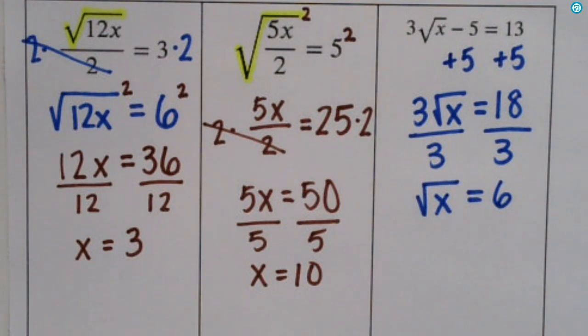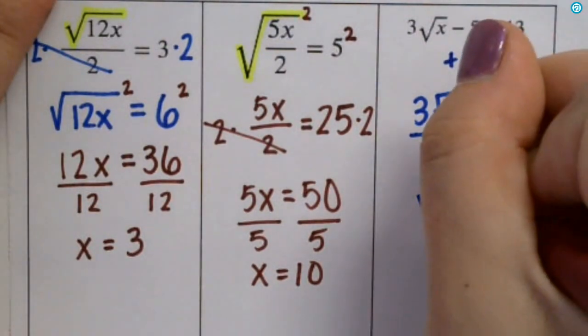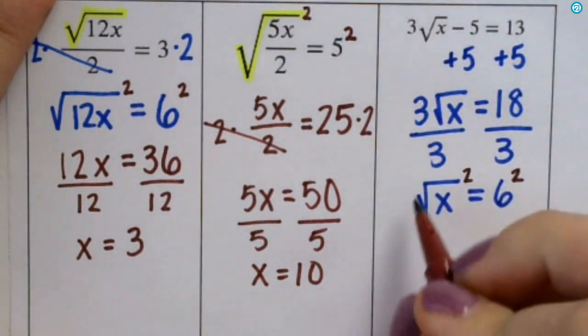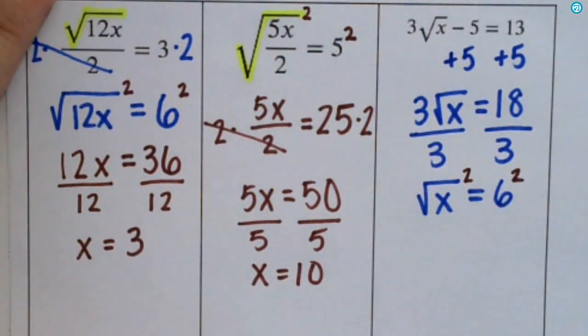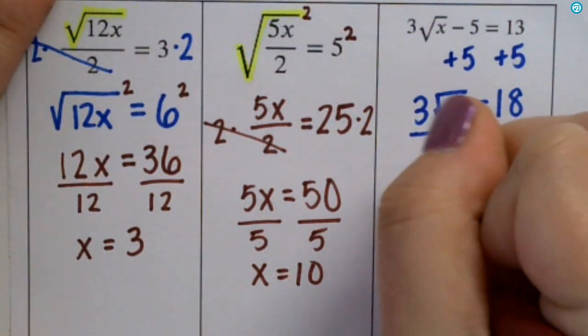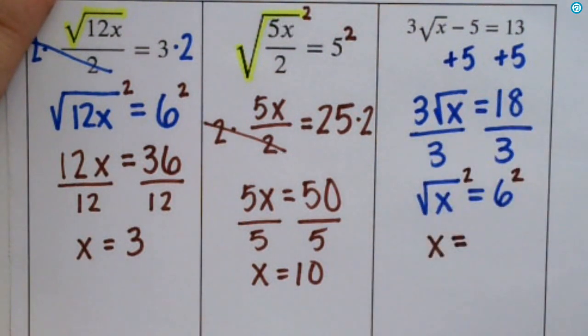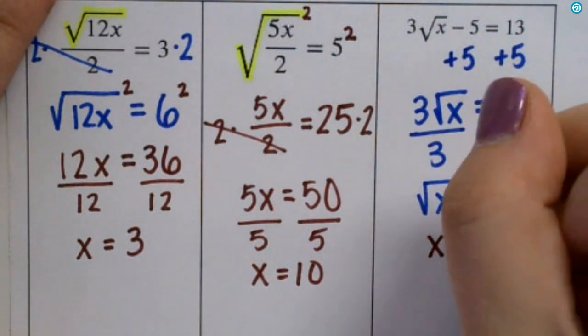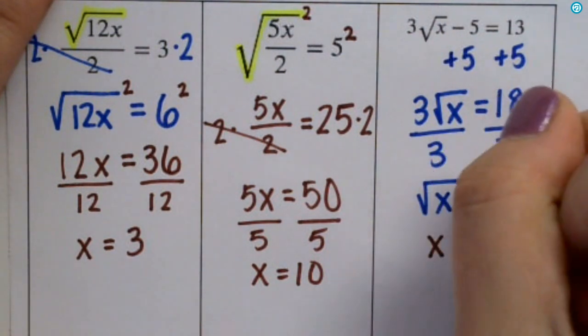And then to finish us out, the square root is by itself on the left side of my equation now. So I can square both sides of my equation. The square root and the square cancel each other out. So I get x equals, and then what's 6 squared? 36, because it's 6 times 6. Okay.